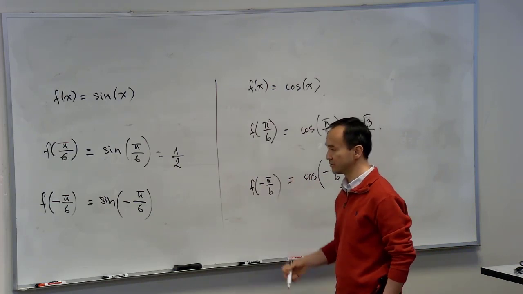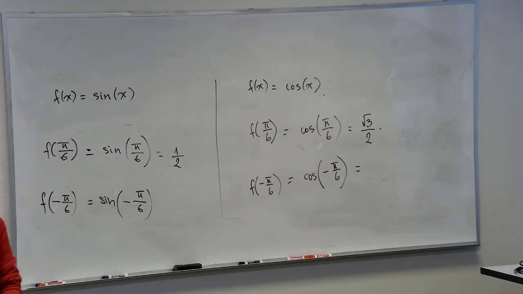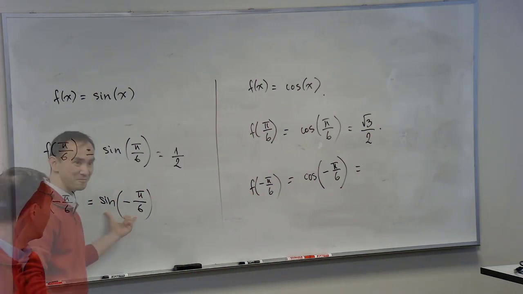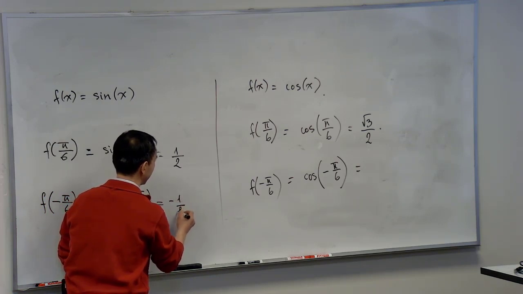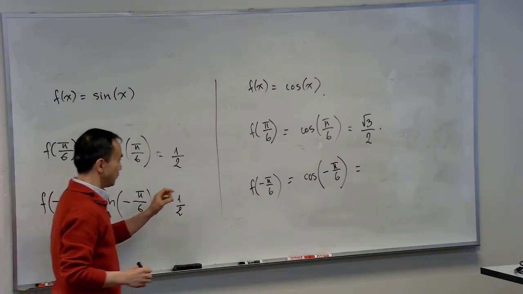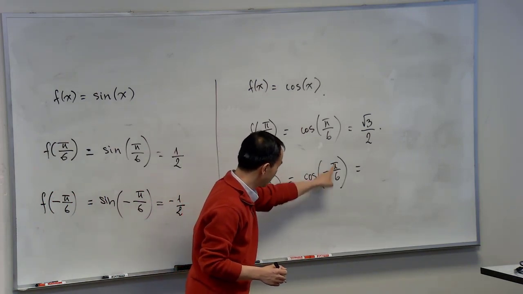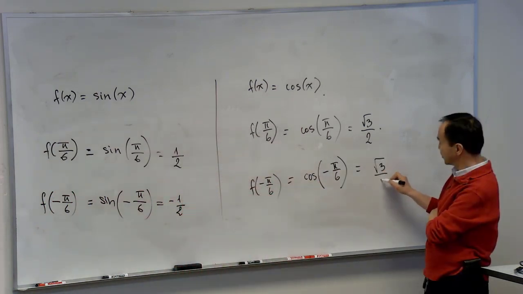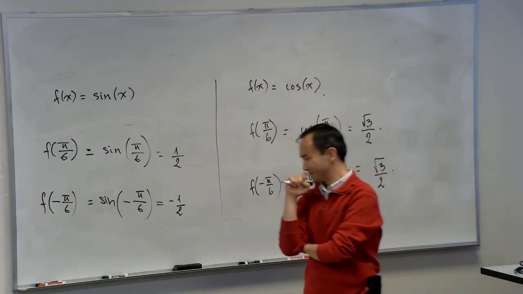Take a minute to calculate that value, to locate that value from the unit circle. Negative 1/2. Negative 1/2. Right. What about this case here, cosine of the negative angle? Root 3 over 2 is positive.